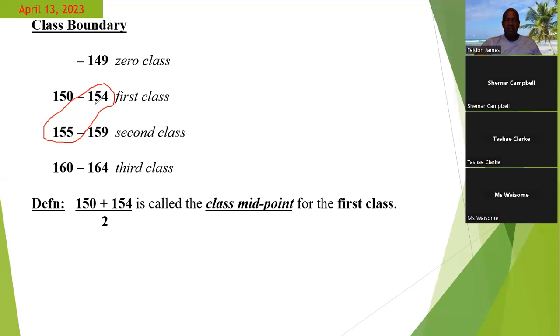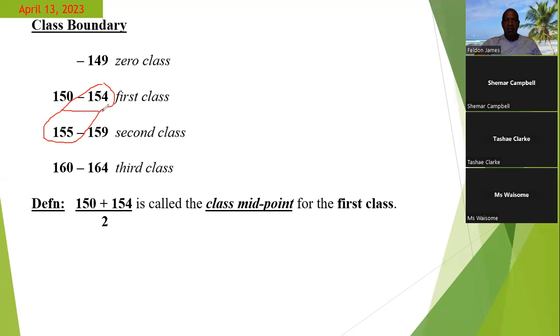So the upper class boundary for the first class would be 154.5. But the same boundary, the upper class boundary of the first class, will also be the lower class boundary of the second class. So this class boundary is shared between the two of them, because remember now, it's like your fence line.